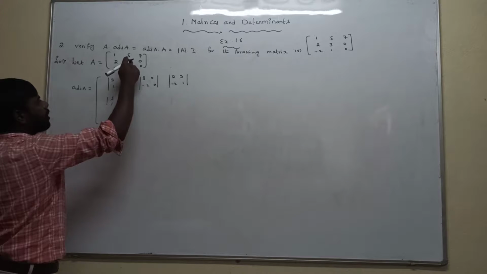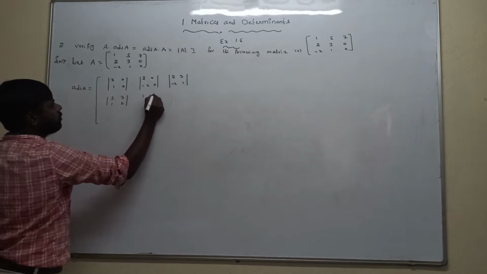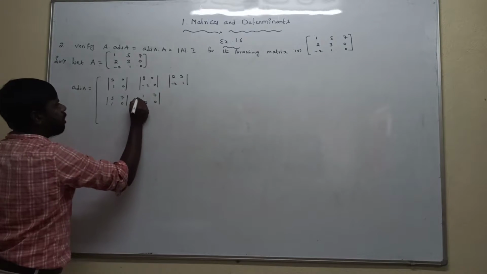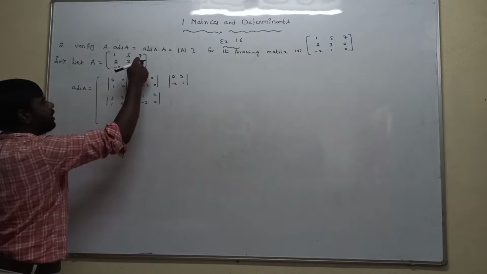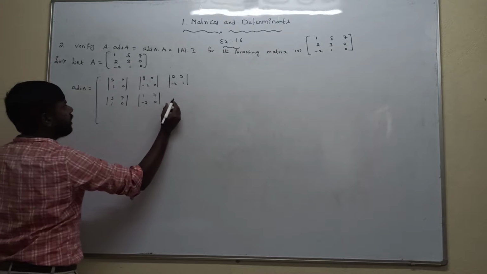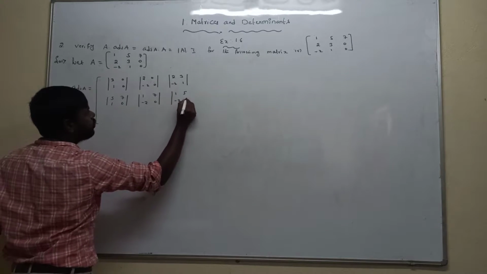Next, 3 present in the second row, second column is eliminated. Write 1, 7, minus 2, 0. Next, 0 present in the second row, third column is eliminated. Write the elements of the determinant 1, 5, minus 2, 1.